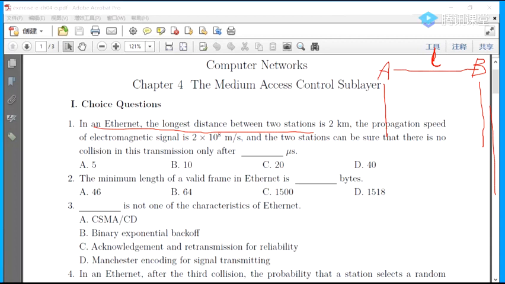Then the propagation speed of the signal, we denote it by V.